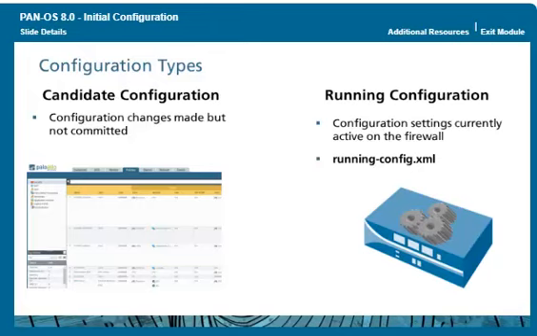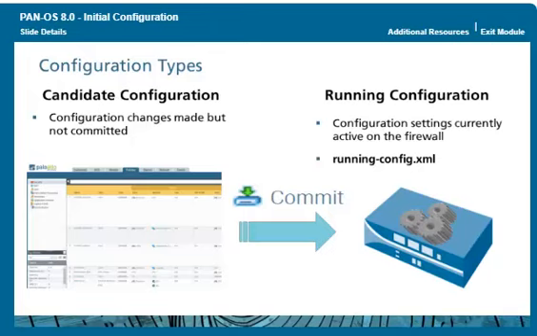In-progress edits are made to the candidate configuration. When you click Commit at the top of the web UI or type Commit in the CLI, the candidate configuration overwrites the current running configuration, which activates all configuration changes. The firewall saves previous running configurations and labels these configurations by date and timestamps.